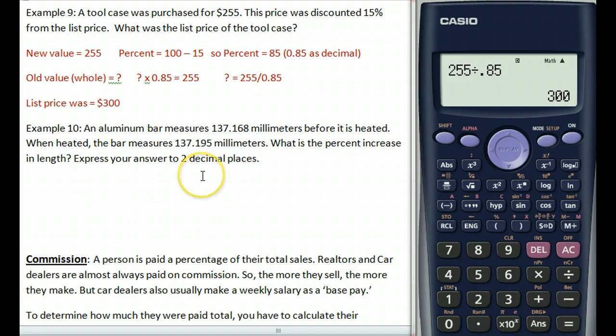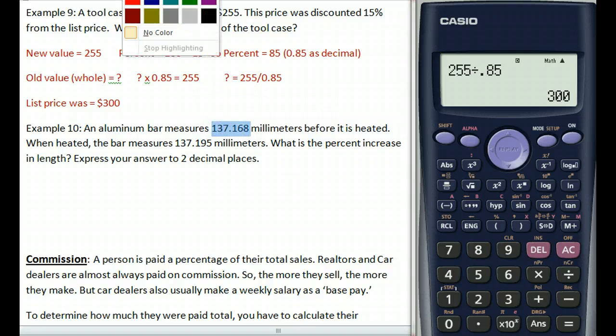Example 10. An aluminum bar measures 137.168 millimeters before it's heated. When it's heated, the bar measures 137.195 millimeters. What is the percent increase in the length? Okay, so this one's pretty tricky because we don't know the percent. We know the part and we know the whole. And you can actually go about this a couple of different ways. Since all I care about is the percent increase, if I can figure out how much these two numbers have changed, then that could tell me what I need to know.